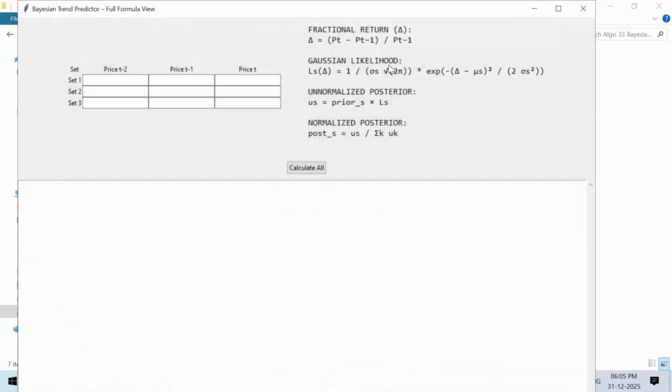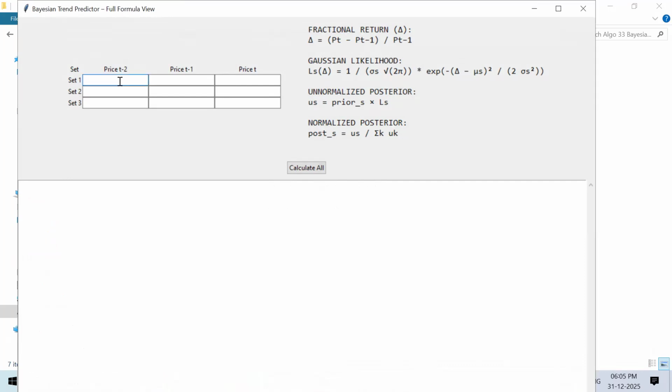So this is our formula. So first is delta. You can see on the screen. The second one is the likelihood calculation, which we have seen in the PDF. And now there is a normalized posterior and unnormalized posterior. So we are going to understand what is the exact meaning of this.